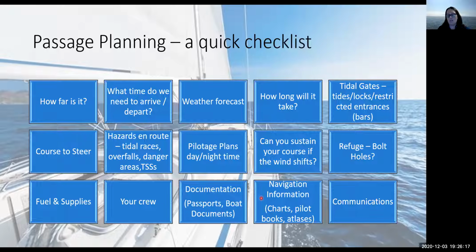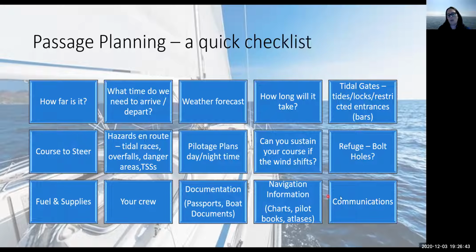And then what navigation information do I want to take with me? So charts, pilot books, atlases. You know, a good boat's going to have some sort of library on board, but we can't take everything afloat with us. And we've got so many electronic devices now that you can almost get information anywhere. But there's still something to be said for having hard paper charts and a hard paper pilot book, just in case. Yeah, you never quite know when you're going to need them.